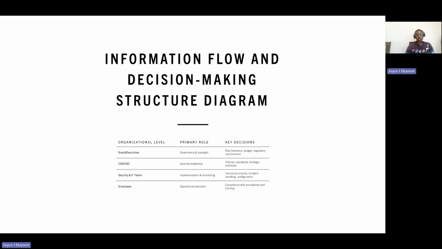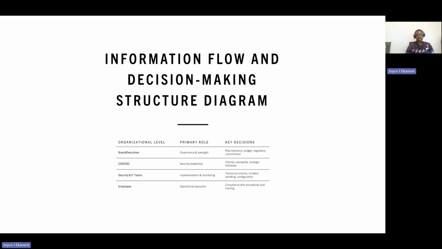Understanding the workflow of information and decision across organizational layers is essential in establishing effective governance and cybersecurity oversight. Typically, cybersecurity program direction begins with the board of directors or executive leadership who define the organization risk tolerance, regulatory responsibilities, and investment priorities. These directives flow to the Chief Information Officer or the Chief Information Security Officer who translates strategic expectations into actionable security policies, standards, and programs.